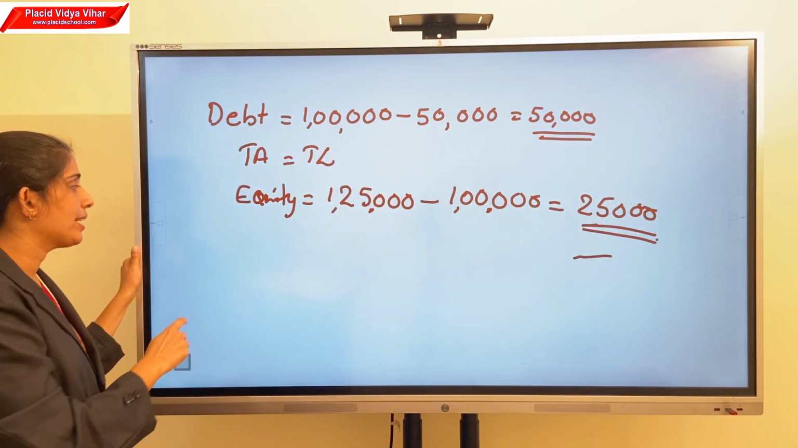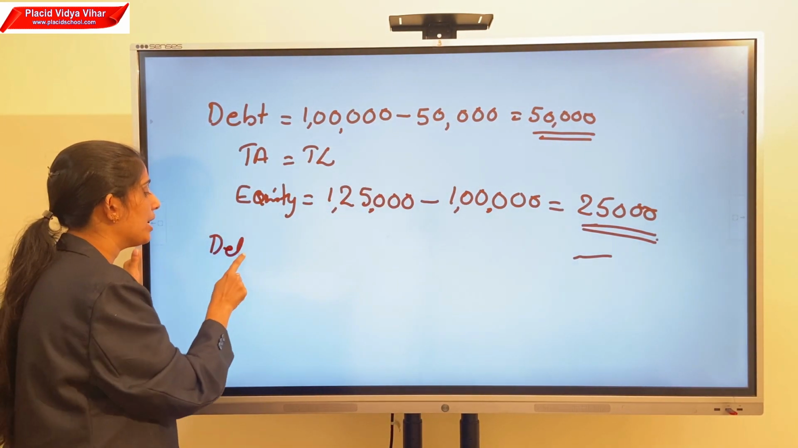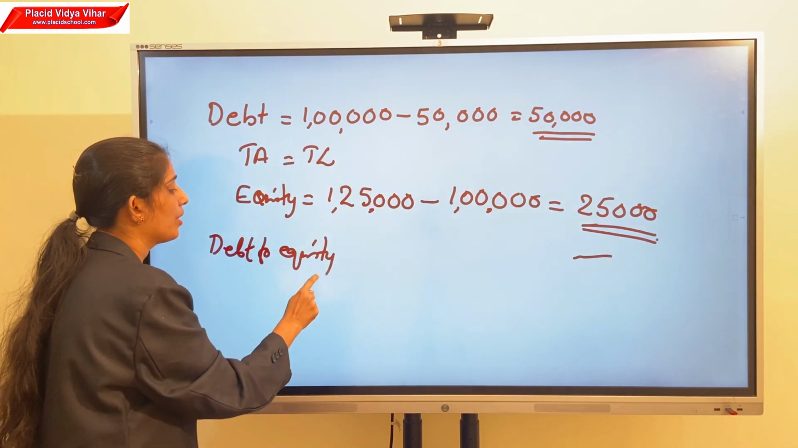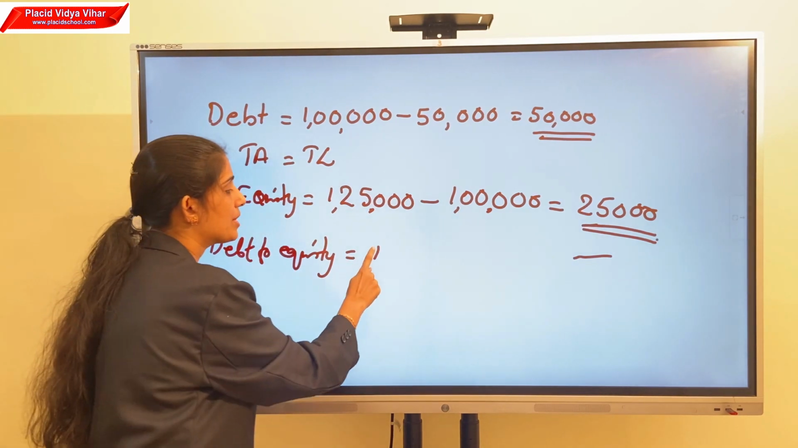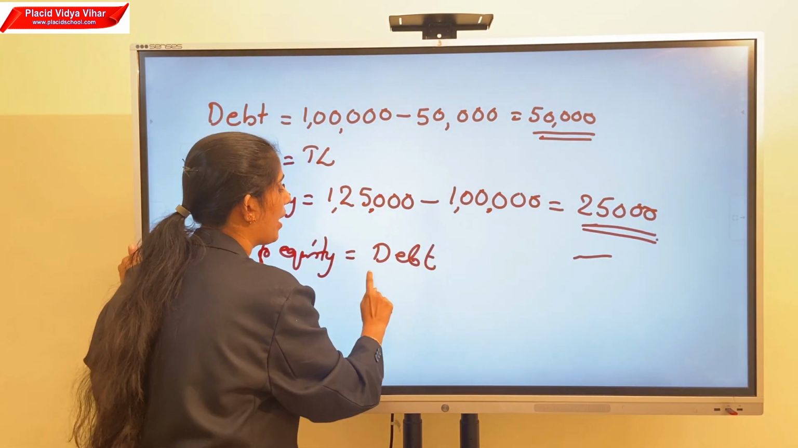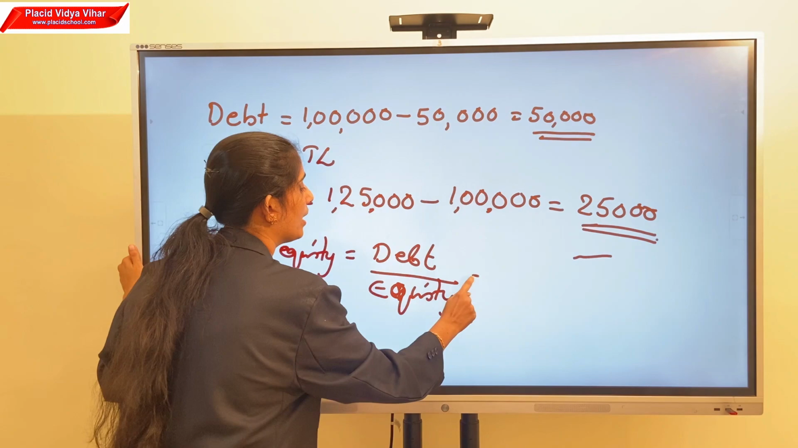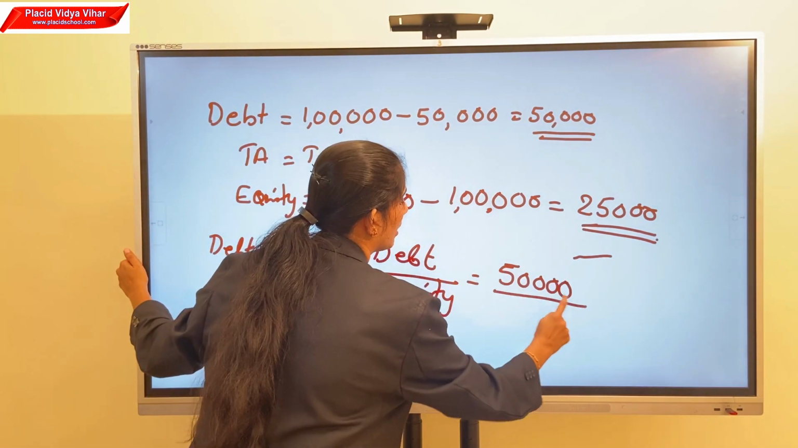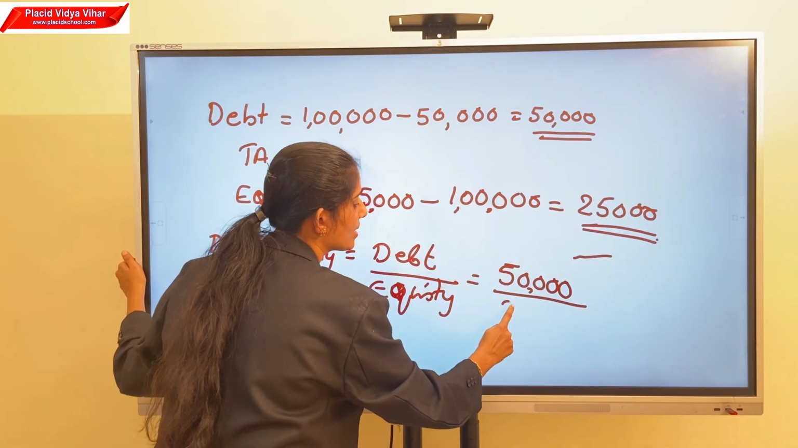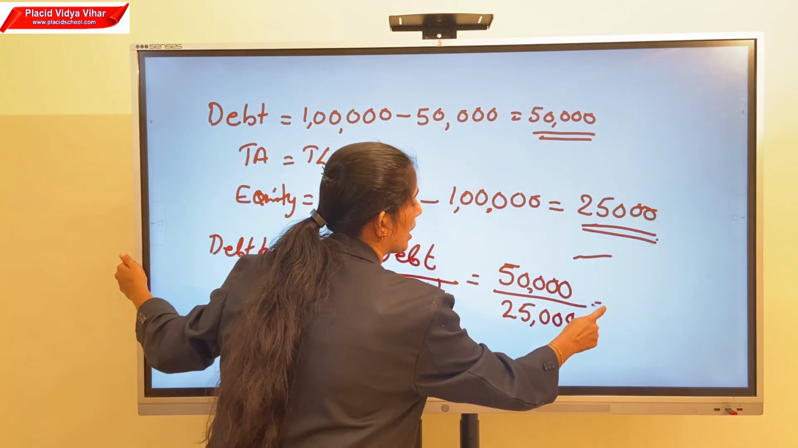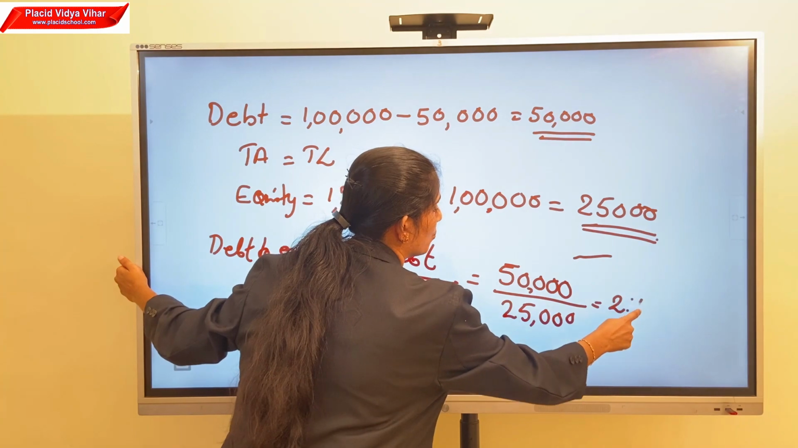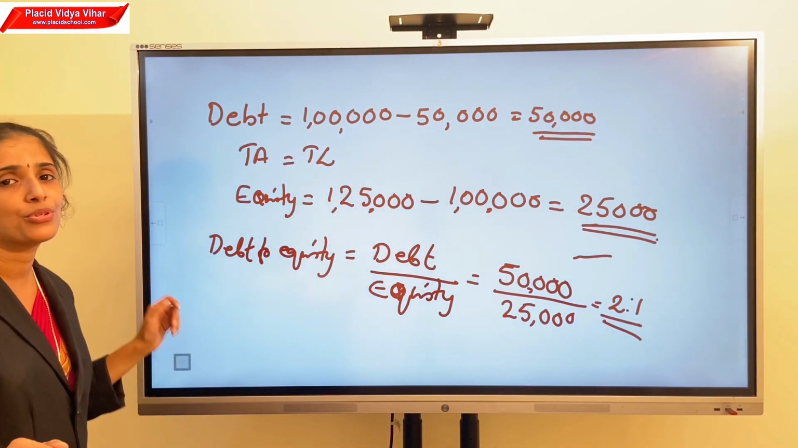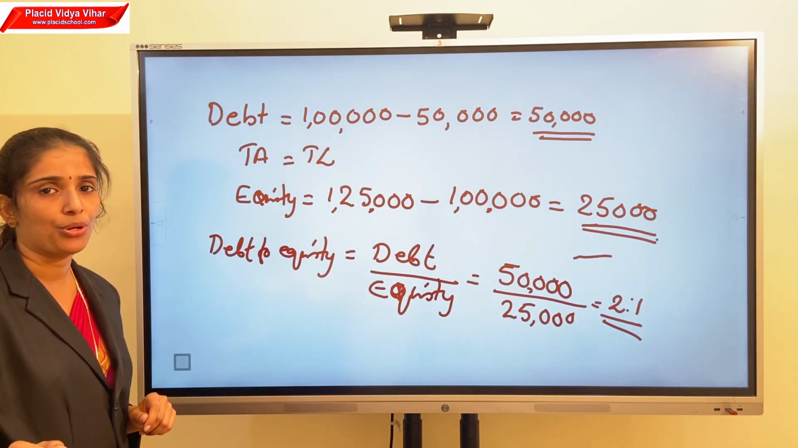Then for calculating the debt to equity ratio, debt to equity ratio equals debt divided by equity. That means here the value of debt is 50,000. Then the value of equity is 25,000, so the ratio equals 2:1. This 2:1 is the ideal proportion of a debt to equity ratio.